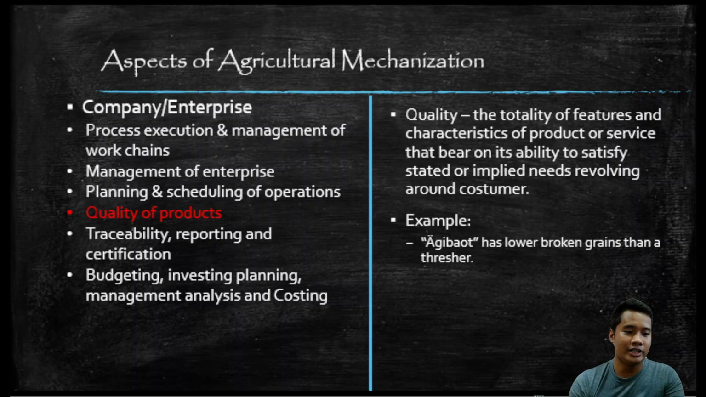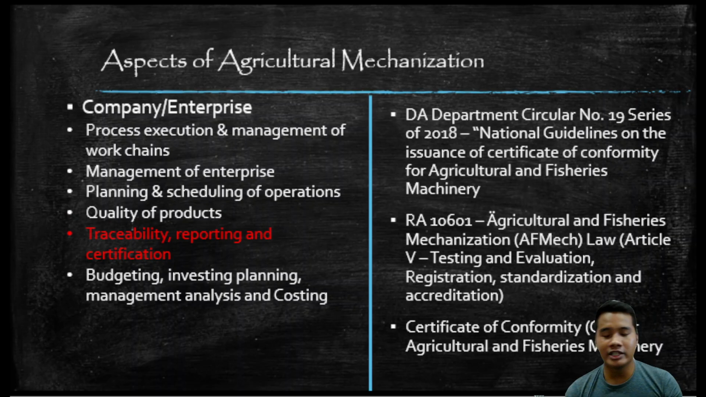Okay, traceability, reporting, and certifications. Okay, the DA, the Department of Agriculture, Department Circular Number 19, Series of 2019, entitled National Guidelines on the Issuance of Certificate of Conformity for Agricultural and Fisheries Machinery. Okay, this is in line with RA 10601, which is the Agricultural and Fisheries Mechanization Law, or the AFMech Law, Article 5.